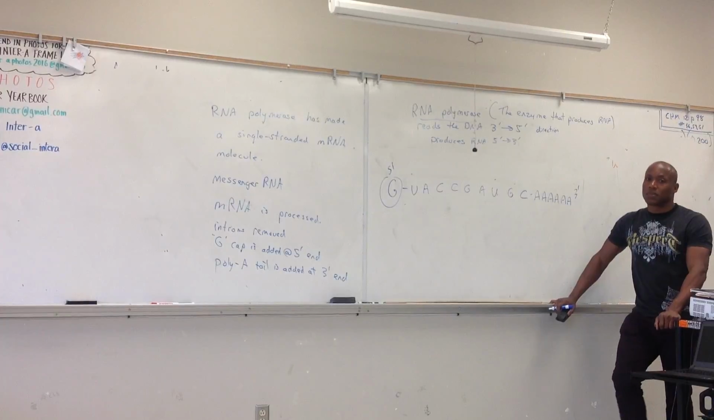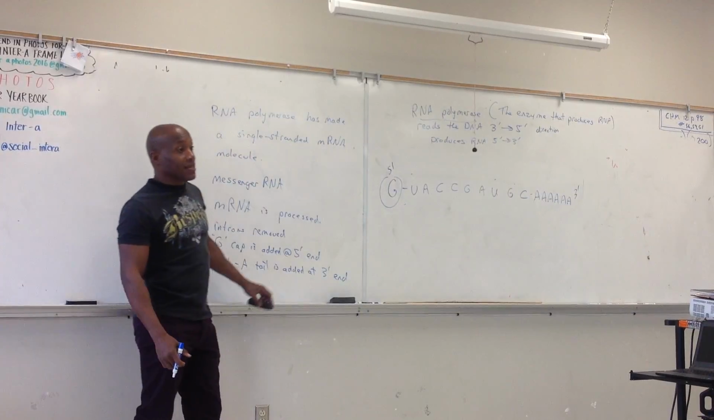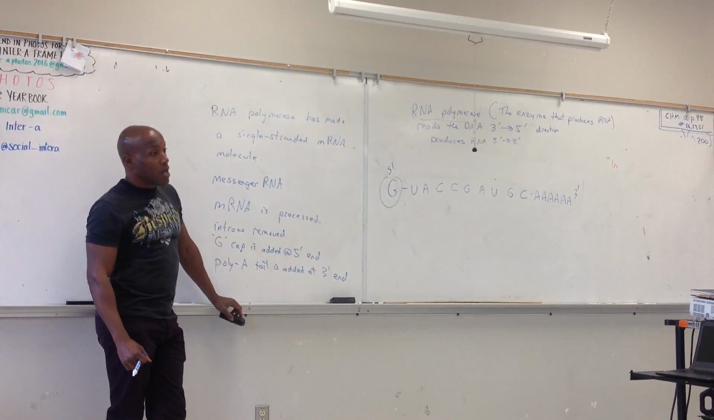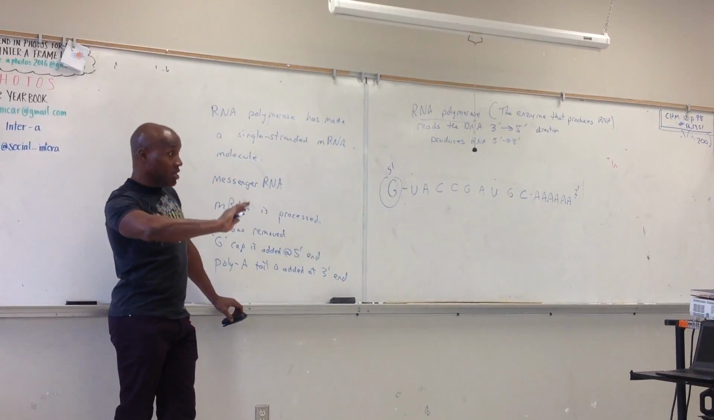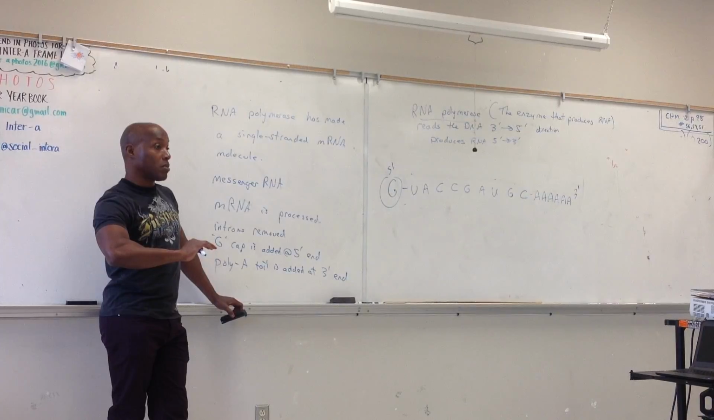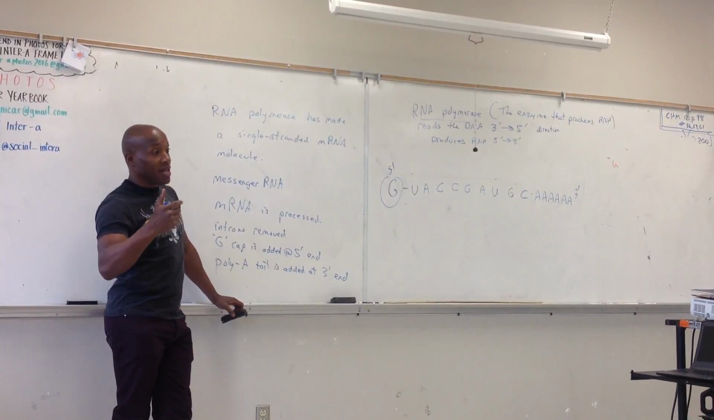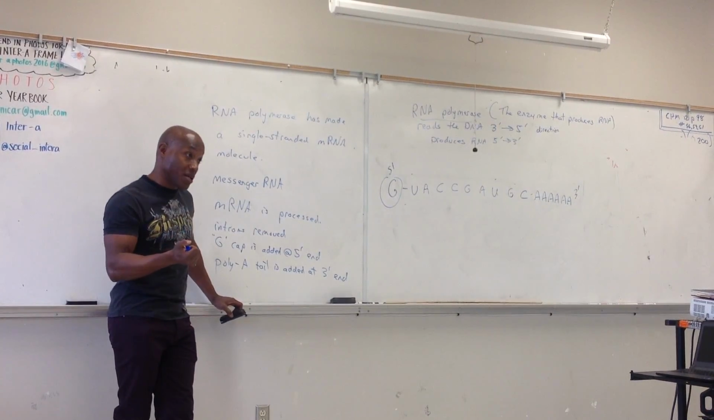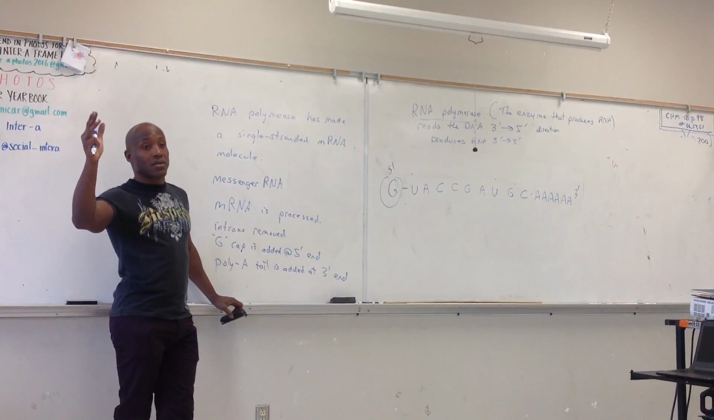What does the poly A tail do after it's added? As far as we know, maybe those four functions, and it's just added on the end of the molecule. What you need to know is that the G cap and the poly A tail are probably important in RNA processing, recognition, transport, and protection.